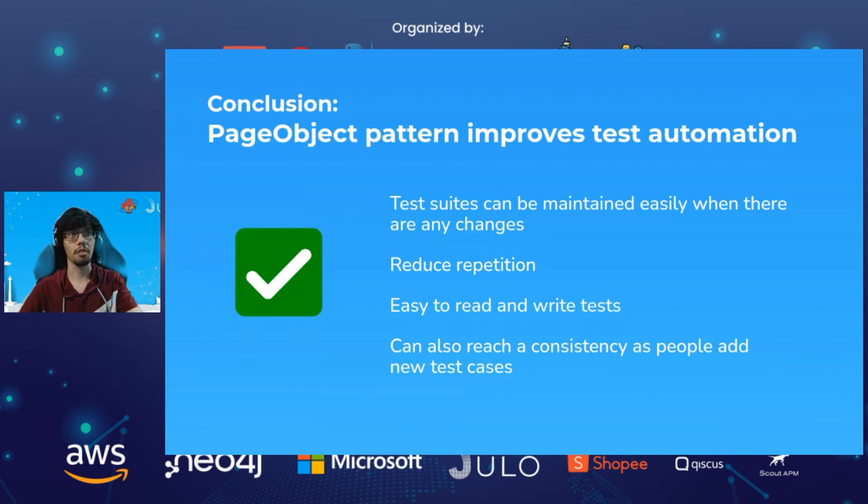If you have hundreds of cases and you want to click the download button, you can just use the same method, right? And it's easy to read and write the test. So yeah, basically like that. And also, since it's easy to write, definitely it will also reach consistency when people try to add new test cases, basically.